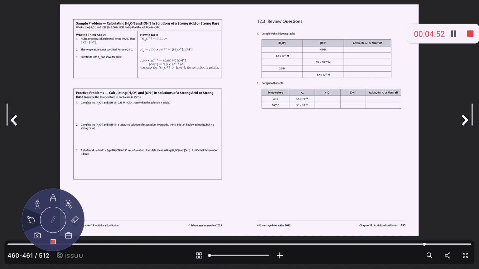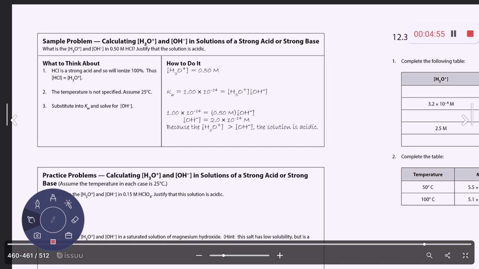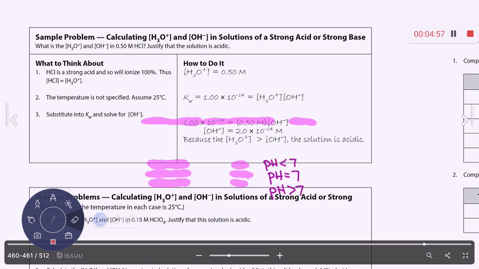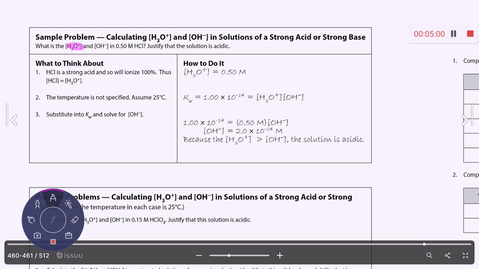Okay, what we're going to do is we're going to practice some problems. So I'm going to take a look at this sample problem and explain it to you. So here in this sample problem, they want to know what the hydronium and hydroxide ion concentrations are in 0.5 molar HCl. Okay, so HCl is a strong acid. That means HCl will break apart into hydrogen ions and chloride ions. Okay, you learned in a previous section that hydrogen ions are the same thing as hydronium ions.